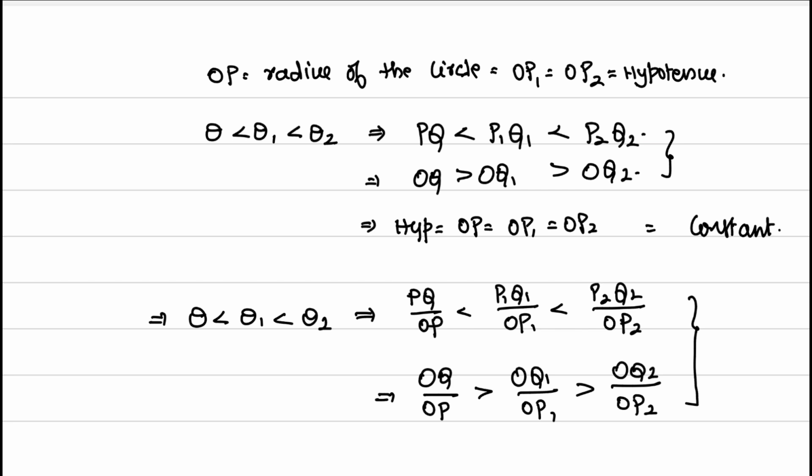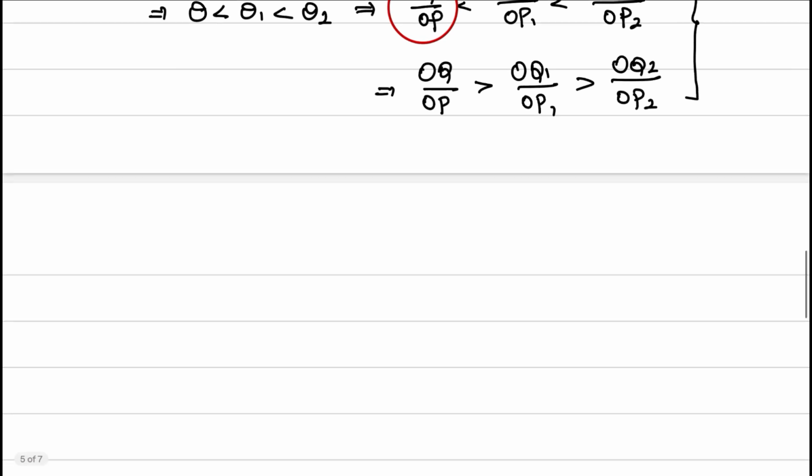Now, the behavior is okay. Every time, writing PQ by OP, P1 Q1 by OP1, P2 Q2 by OP2 will be a little bit tedious. Hence, these ratios are given certain names. What are those names? Now we will find out.